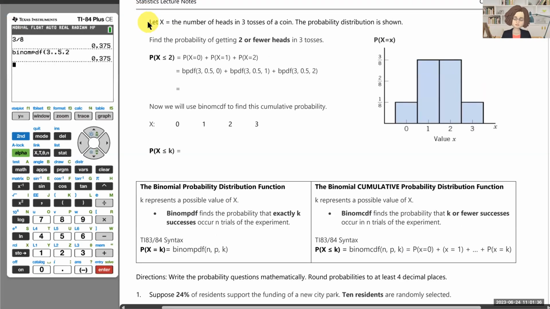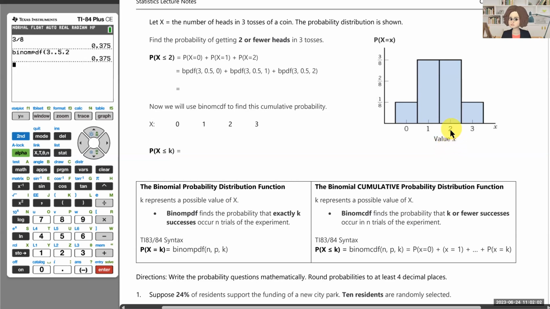Welcome. So we're going to continue our example of tossing a coin 3 times, where X is the number of heads in those 3 tosses. Previously we had a tree diagram to show the sample space, and now I've drawn the probability distribution of the random variable here graphically.